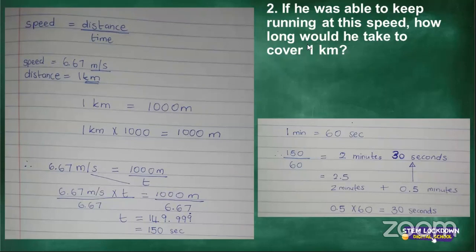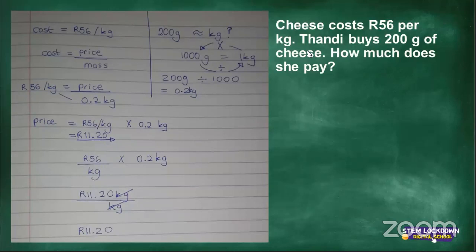Okay, great. Next question now. Cheese costs 56 rands per kilogram. Thandi buys 200 grams of cheese. How much does she pay?